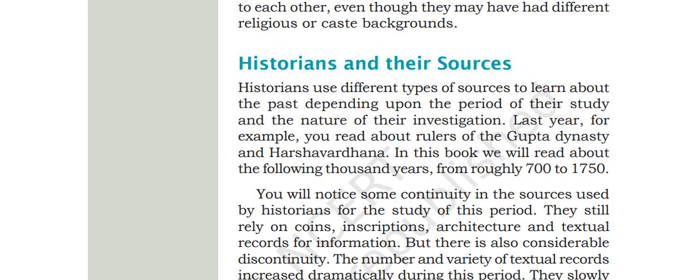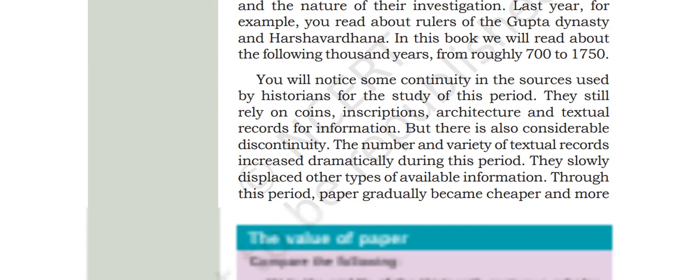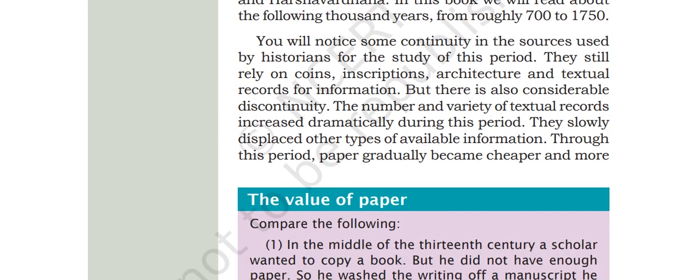Historians use different types of sources to learn about the past depending upon the period of their study and the nature of their investigation. Last year, for example, you read about the rulers of the Gupta dynasty and Harshavardhana. In this book, we will read about the thousand years from roughly 700 to 1750. You will notice some continuity in the sources used by historians for the study of this period. They still rely on coins, inscriptions, architecture and textual records for information, but there is also considerable discontinuity.